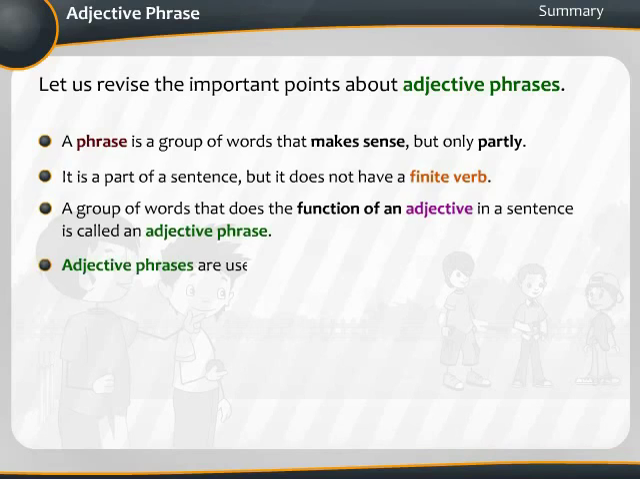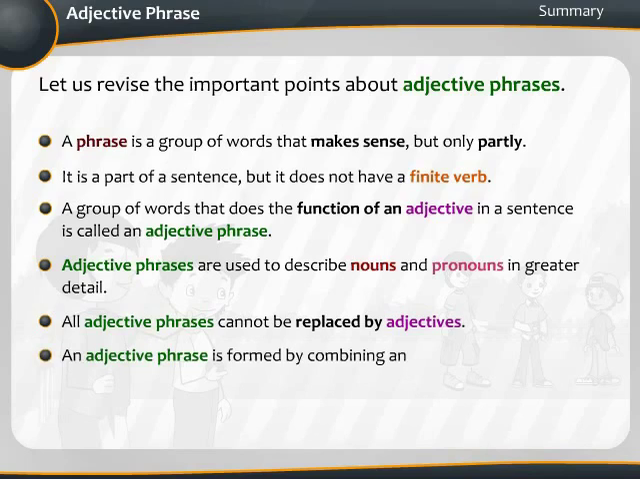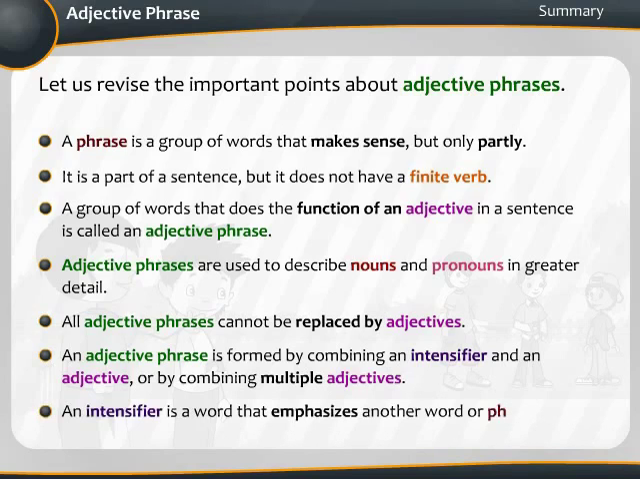Adjective phrases are used to describe nouns and pronouns in greater detail. All adjective phrases cannot be replaced by adjectives. An adjective phrase is formed by combining an intensifier and an adjective or by combining multiple adjectives. An intensifier is a word that emphasizes another word or phrase.